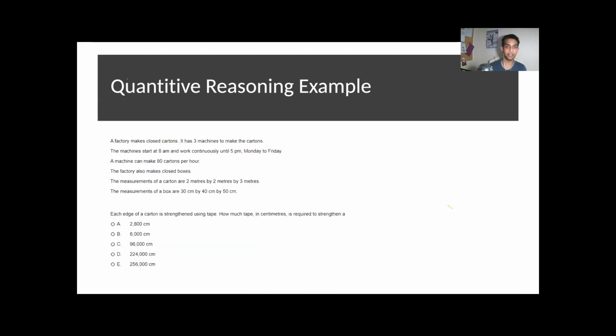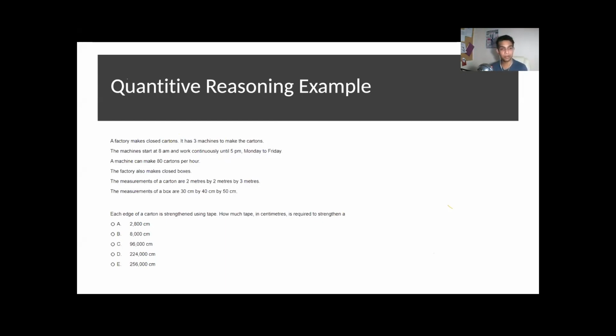So moving on to an example. There's actually a slight cutoff of the question in the presentation, but I will get to that in a sec. A factory makes closed cartons. It has 3 machines to make the cartons. The machines start at 8 a.m. and work continuously until 5 p.m. Monday to Friday. The machine can make 80 cartons per hour.